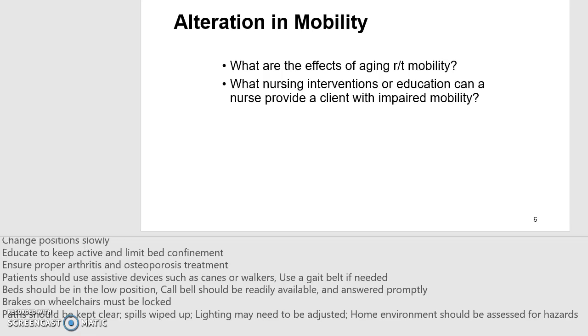Spills wiped up. Lighting might need to be adjusted because remember they have less vision. And in any home environment, or even, if you remember, rooms in long-term care can get very cluttered and have a risk for safety there.